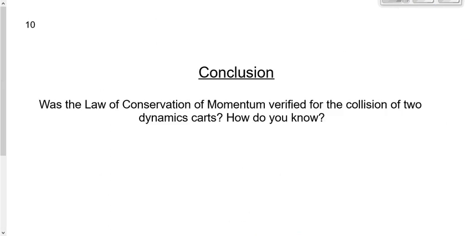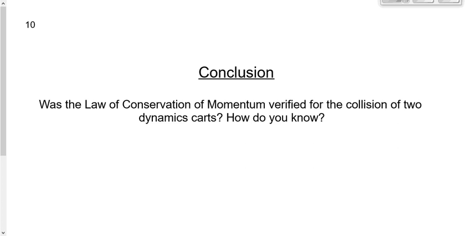Finally, you write a conclusion. We don't have a hypothesis for this, so our conclusion is going to relate directly back to our problem. Was it conserved or verified? Yes, the law of conservation of momentum was verified. We know this because the percent difference was less than 10%. It was 8.3%. Or no, the law of conservation of momentum was disproven. We know this because the percent difference was 79.2%. Hopefully it's not that big. If it's that big, you probably made a mistake somewhere in your collection of data.